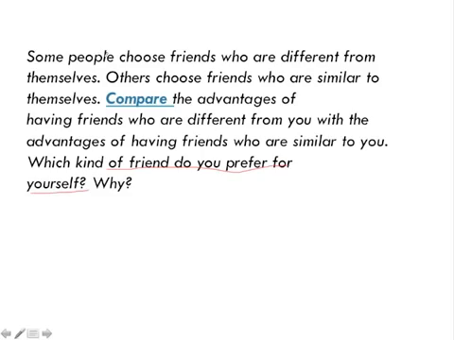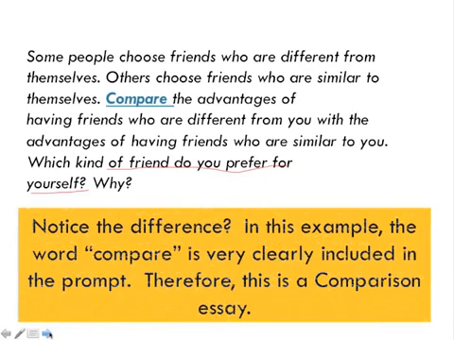So look at this particular topic. Some people choose friends who are different from themselves. Others choose friends who are similar. Compare the advantages of having friends who are different from you to the advantages of having friends who are similar to you. Which do you prefer? So again, it looks like we're thinking about, okay, well this is a comparison essay, but it does ask me to make a choice. Well, again, the key, though, is that we do see the word compare. So this is clearly a comparison essay, not a defense essay, even though we do have to state our preference at the end.